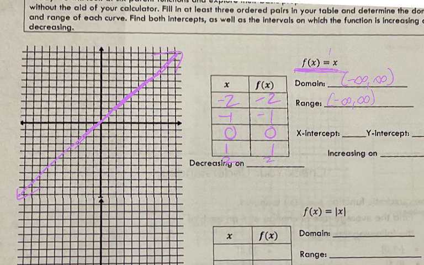X-intercept. 0. Y-intercept. 0. Where is this increasing? Everywhere. So where's this decreasing? Nowhere. Never. Questions on that one?